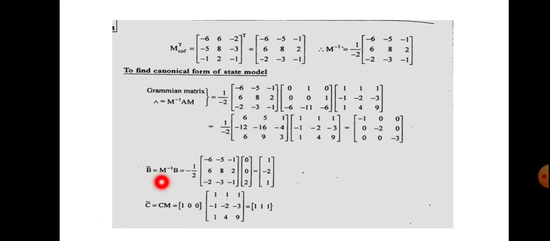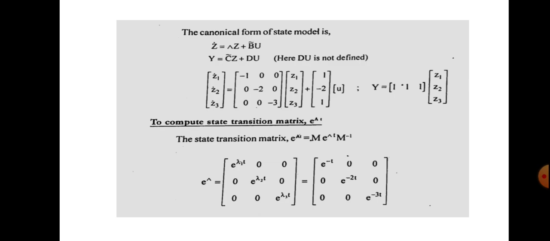So C cap equal to C into M. C is 1, 0, 0, and M is the model matrix we have obtained initially. So we have obtained different quantities, and you can write it in the form of an equation, that is the state model. Canonical state form or state model is z dot equal to Gramian matrix into z plus B cap into u, y equal to C cap into z plus Du.